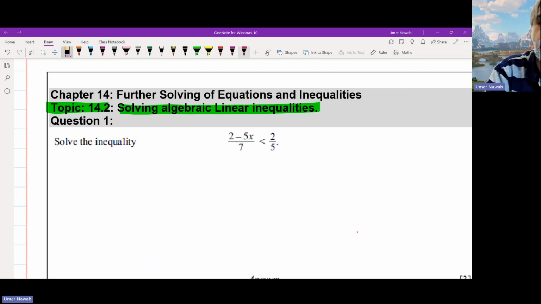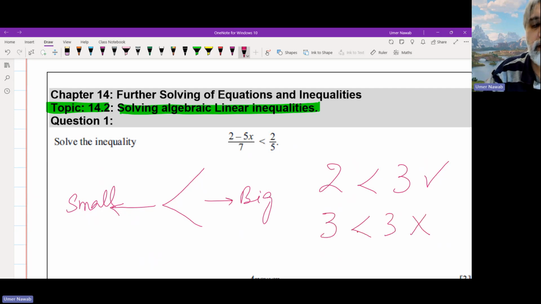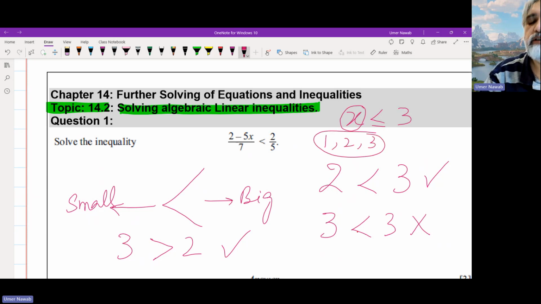Now, you need to understand the meaning of less than. In front of this pointed thing, you always have a small item. In front of this crocodile mouth, you always have a bigger item. For example, if someone says 2 is less than 3, correct? Can I say 3 is less than 2? Wrong. 3 is bigger than 2. Yes, correct. So x is less than or equal to 3. And I need to write all the positive integers. Then 1, 2, 3 are the possible solutions of this inequality.